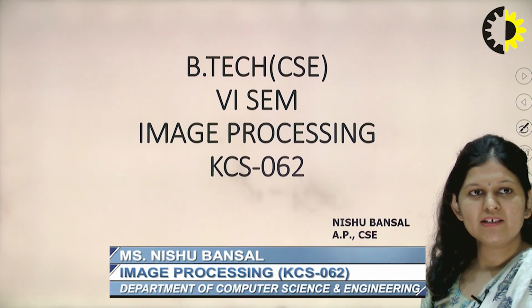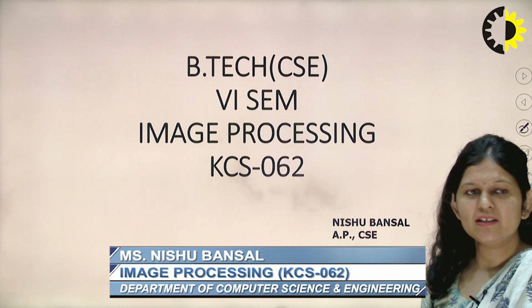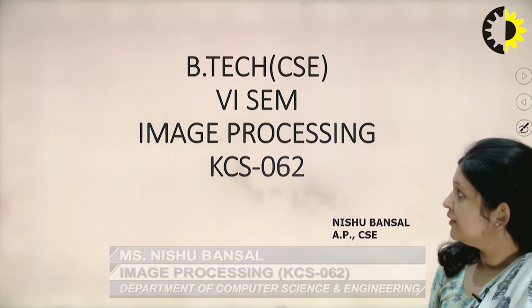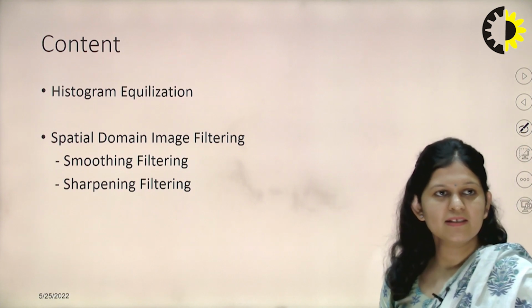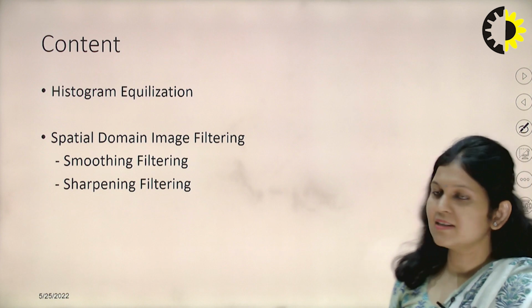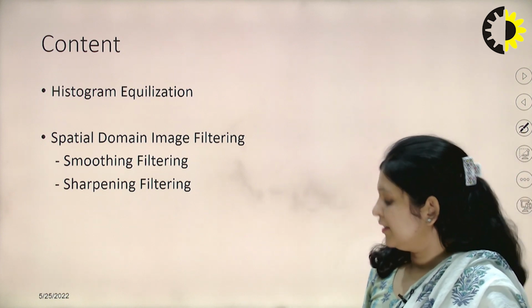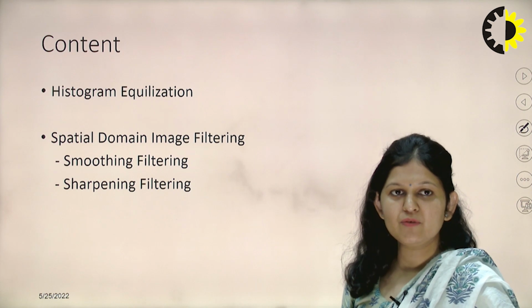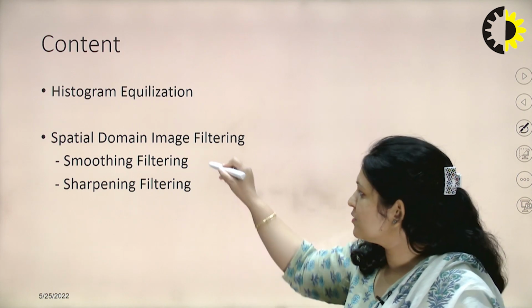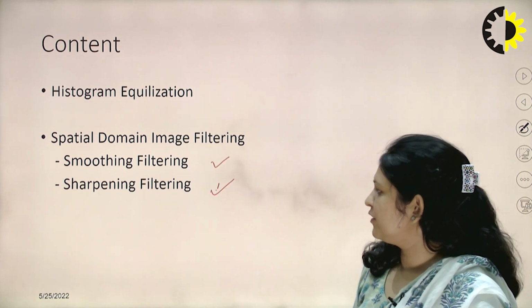Welcome to the next lecture of the series on Image Processing, KCS 062, which is taught in the 6th semester. Let's see the content of today's presentation. The first topic we will cover is histogram equalization. Then we will see spatial domain image filtering, in which we will look at two types: smoothing and sharpening filtering.